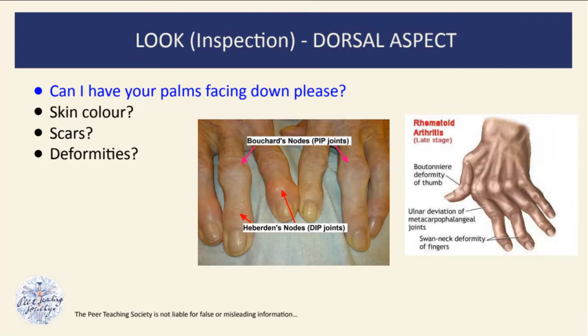So when you're looking at the dorsal aspect, ask them, "Can I have your palms facing down, please?" Look for skin color, pallor, scars, any deformities. Common ones would be rheumatoid and osteoarthritis signs, so these nodes that you find, deformities, certain ones that are very typical for arthritis.